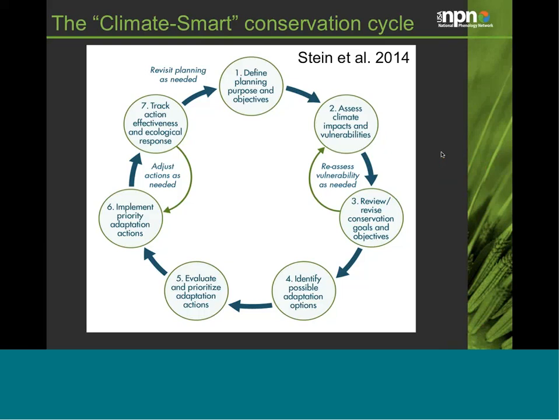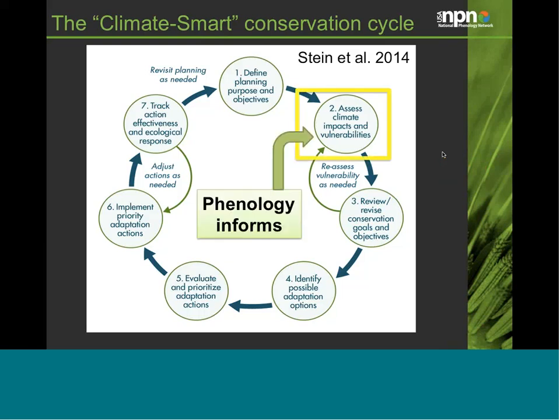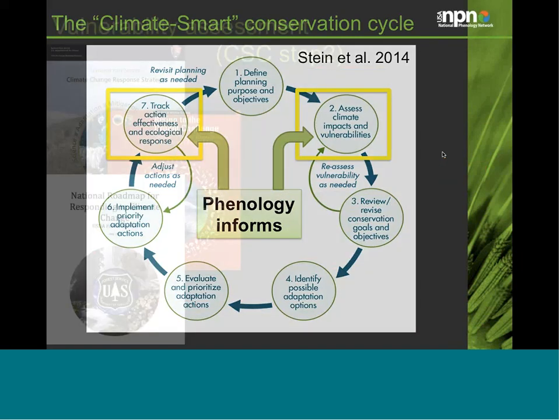What I'll do in my next few slides is demonstrate how phenology relates to components of this cycle. In particular, that will be step two, where we assess climate impacts and vulnerabilities, as well as step four, where we track action effectiveness and ecological response. In other words, monitoring. Now, I'm sure most of you know, within the past several years, the major land management agencies have adopted climate change response plans, such as these from the Park Service, Fish and Wildlife Service, and the Forest Service. And of course, one of the key strategies identified is conducting vulnerability assessments. And this is primarily to inform prioritization of conservation and management actions.